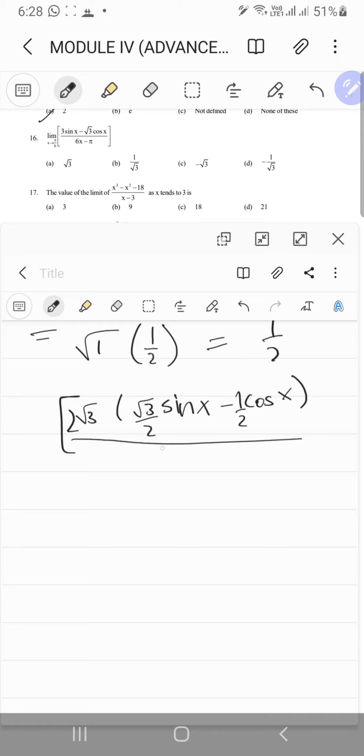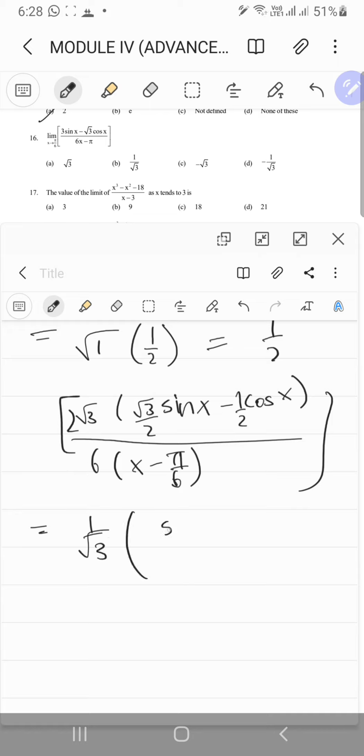Okay, and in the denominator you have 6 into x minus pi by 6, right? So this is just that thing times square root 3. So 1 upon square root 3 into sine of x minus pi by 6, right? So sine of x minus pi by 6 upon x minus pi by 6.